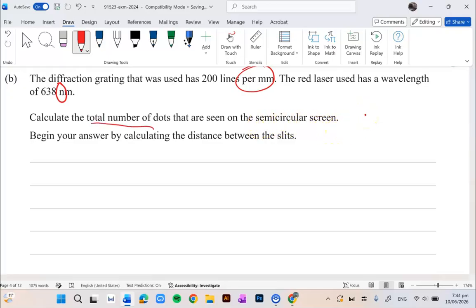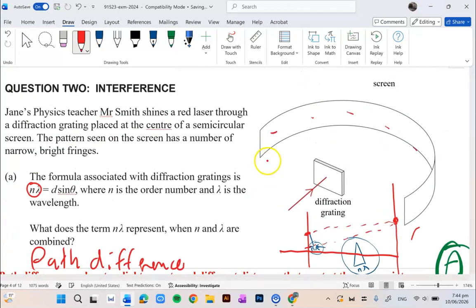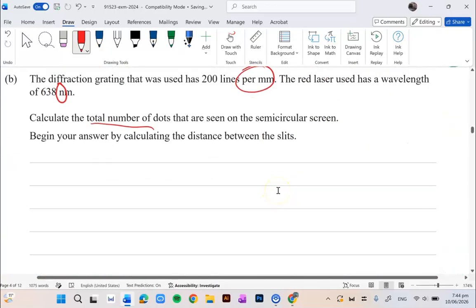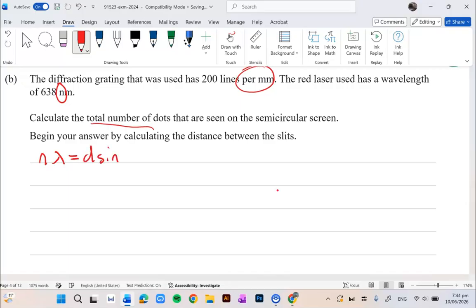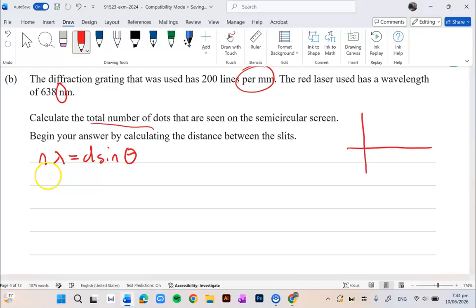Okay, so we're looking for the maximum amount of dots that will appear on the screen, right? So obviously it's going to be this formula here. Remember, if I draw my thing out, just pretend it's like the graph, and this is the circular screen here. This formula here only gives us the amount of dots on each side of the central maxima, right? This is the central maxima, so that counts as one dot.